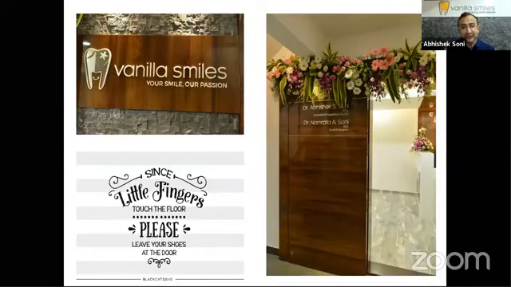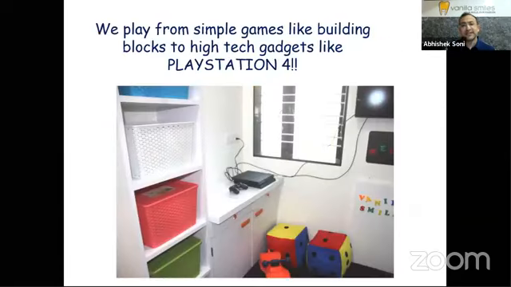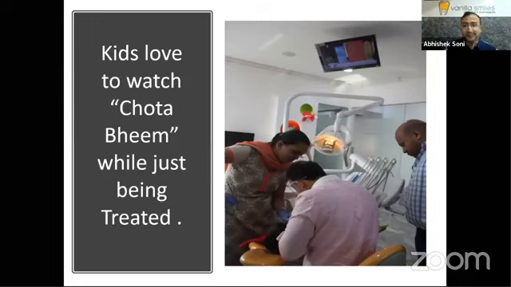This is what we have in our practices where waiting is also fun. We have a lot of fancy gadgets. We have PlayStations, we have building blocks, we have a lot of games to engage the child in the play area. We have this operatory which eventually converts a child who is probably a Frankl 2 to Frankl 3, and he probably agrees to allow us a dental checkup or treatment while watching Chota Bheem. That's our recovery room.